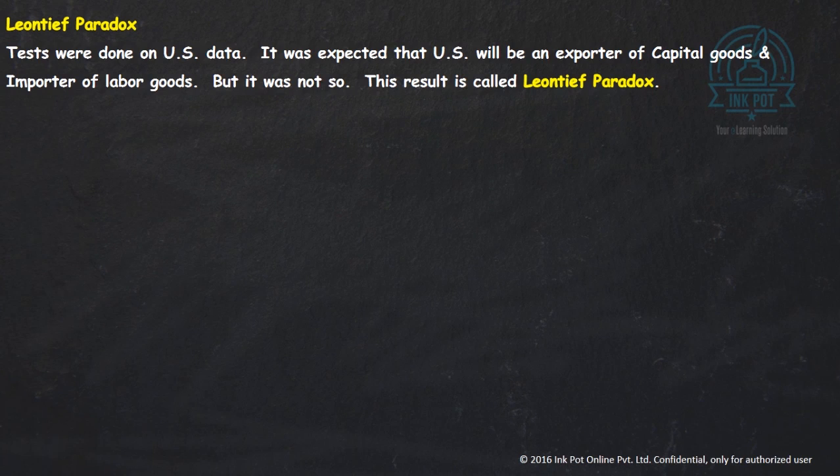What we need to know is that US actually in fact was an exporter of labor goods. Whether they were highly skilled labor goods or not, we don't know, we don't care. And this result was called a Leontief paradox. Sometimes in the exams you get a 2-marker to explain Leontief paradox. Thank you. This was all in this video, and we continue with the appendix in the next video.